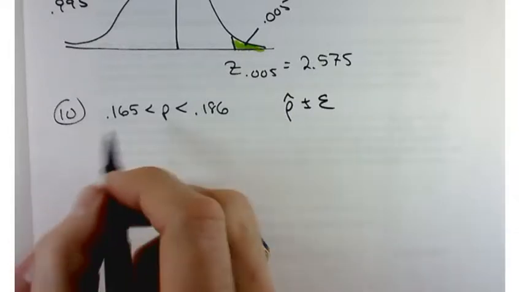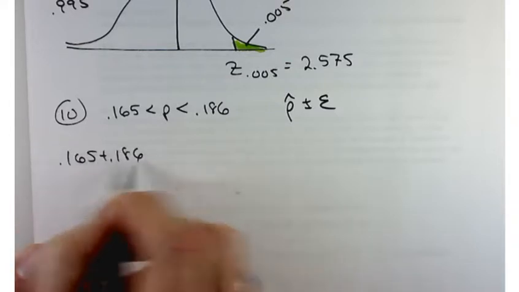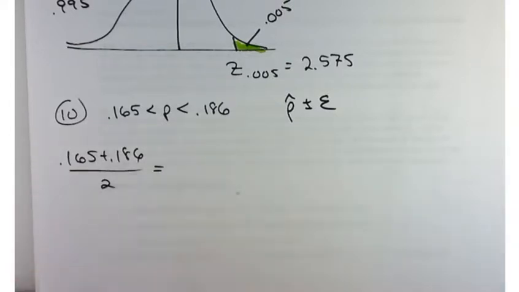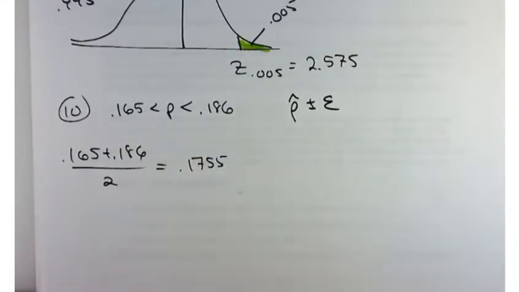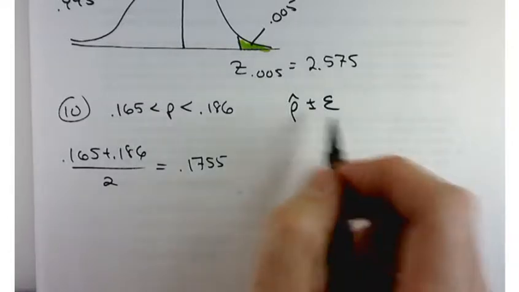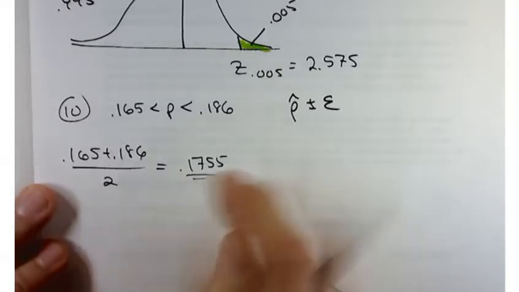Averages, right? It's just going to be the midpoint. 0.165 plus 0.186 divided by 2. 0.1755. Good. Alicia, how am I going to figure out what E is? How am I going to figure out how far I have to move from here to get to here?